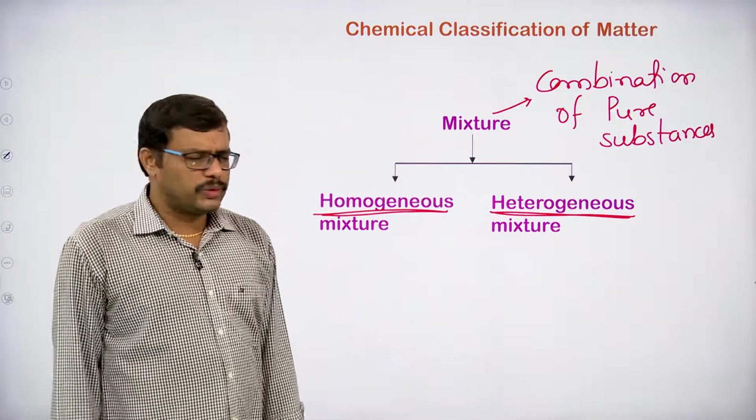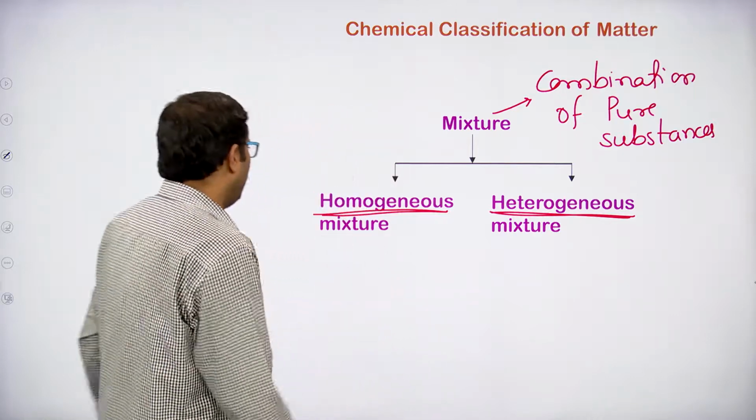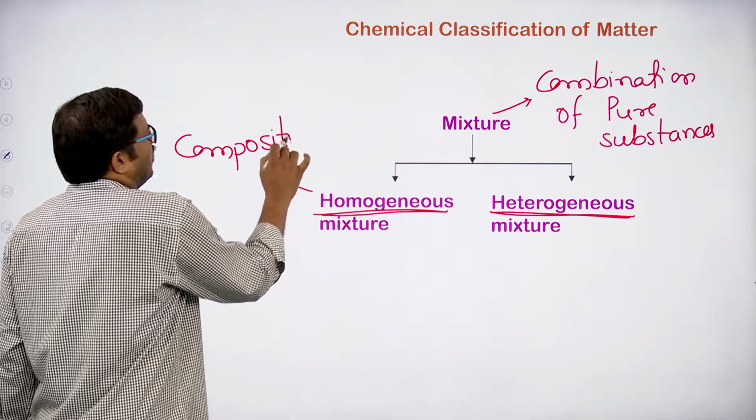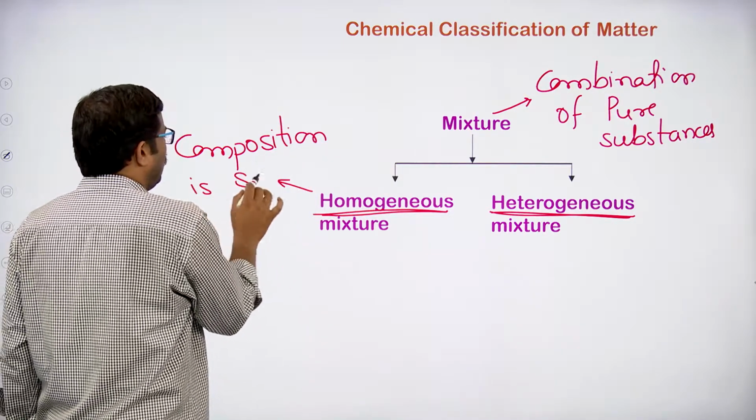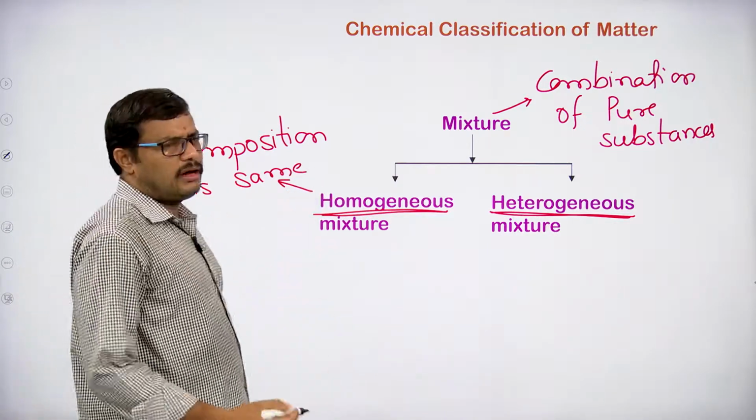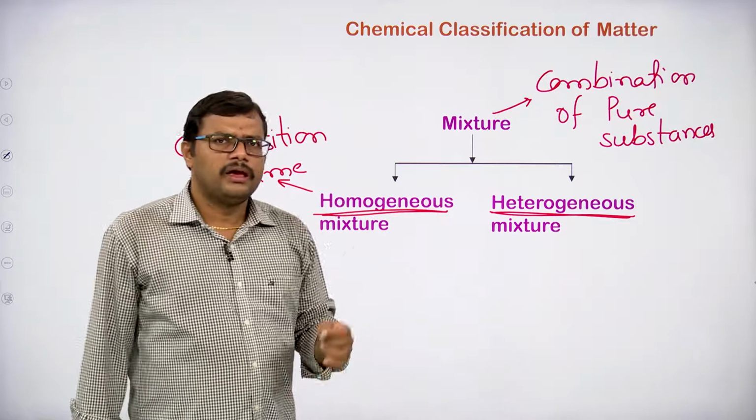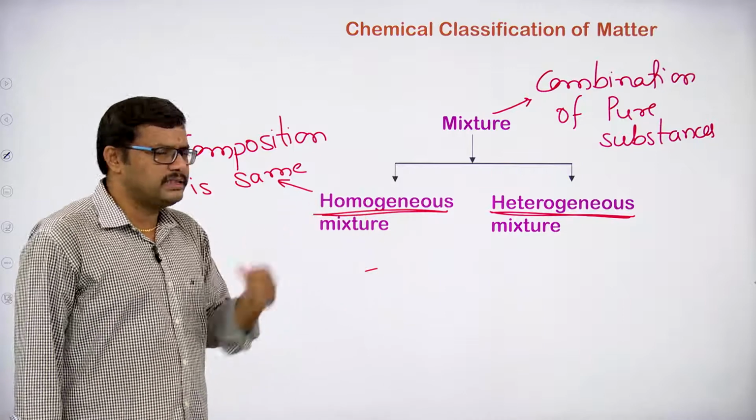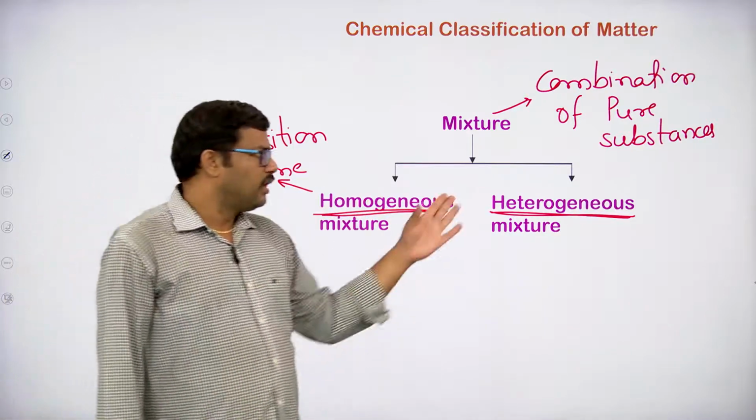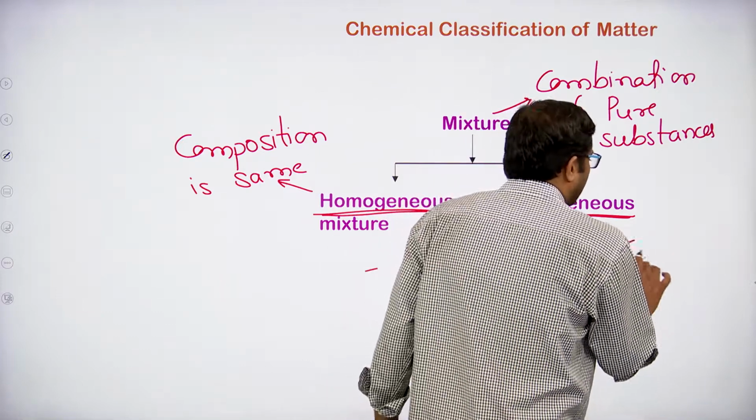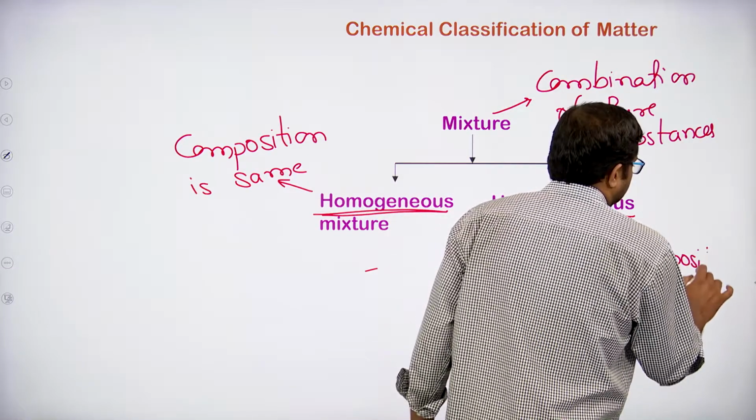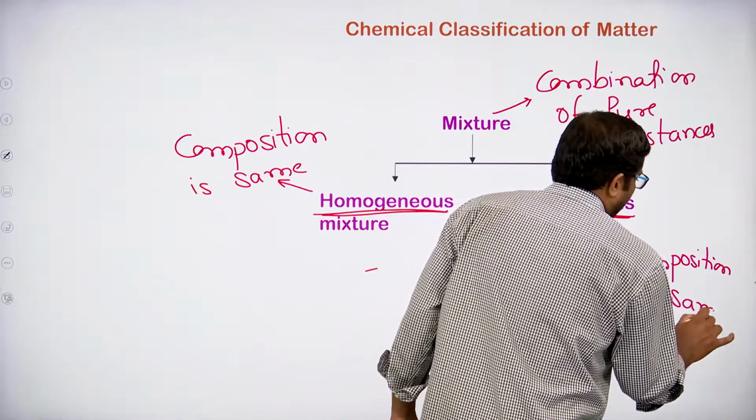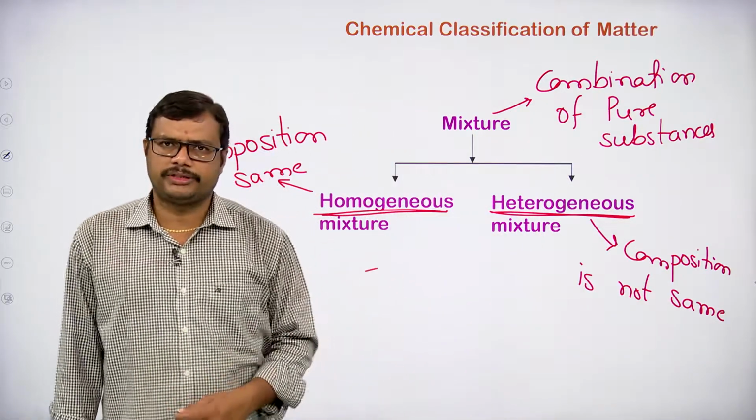What do we mean by a homogeneous mixture and what do we mean by a heterogeneous mixture? A homogeneous mixture is a mixture in which the composition is the same throughout. Whenever we mix two pure substances to get a mixture, if the composition remains constant throughout the mixture, then that mixture is said to be a homogeneous mixture. If the composition is not the same throughout the mixture, we get a heterogeneous mixture.